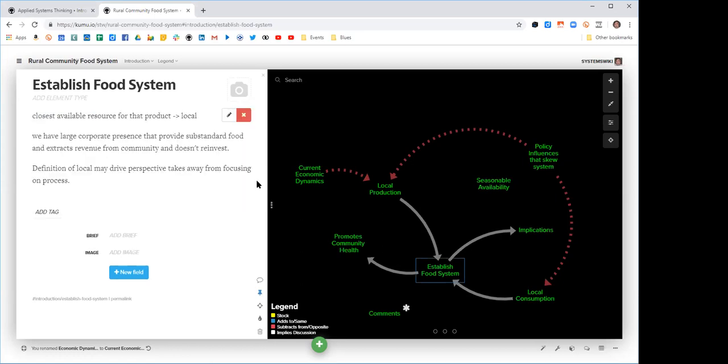Okay. Other thoughts? What is it that we do to encourage local production?